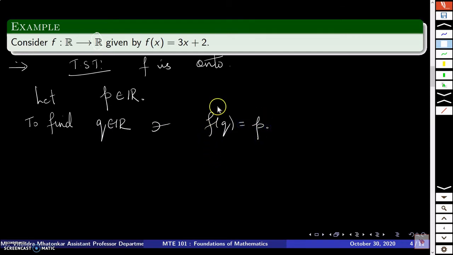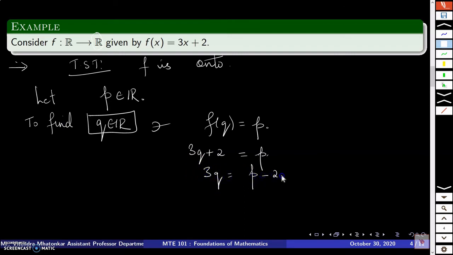But how is f of Q defined? f of x is 3x plus 2. So f of Q would be 3Q plus 2, that's P. And now I have to find this Q. So you can isolate this Q and transfer all the terms to the other side. So 3Q will be P minus 2, and this implies Q is nothing but (P minus 2) by 3.